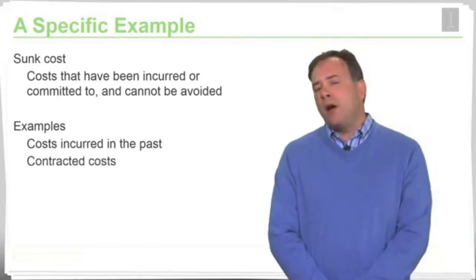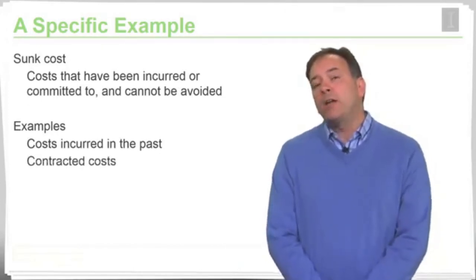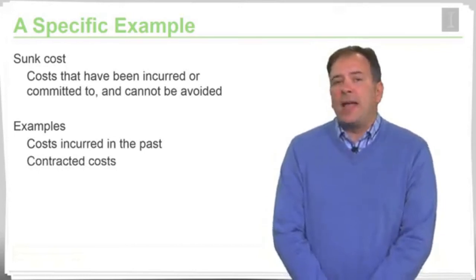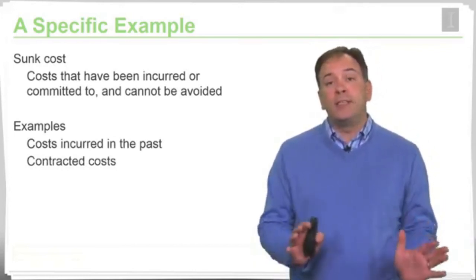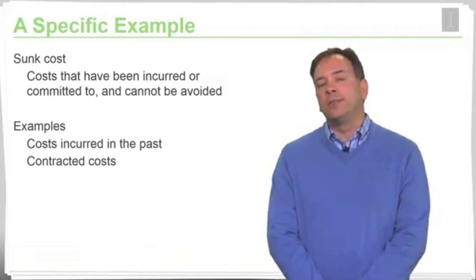Another example would be costs that might happen in the future, but they're contracted, meaning I can't get out of them, I can't avoid them. So regardless of what my decision is, I'm going to incur those costs.